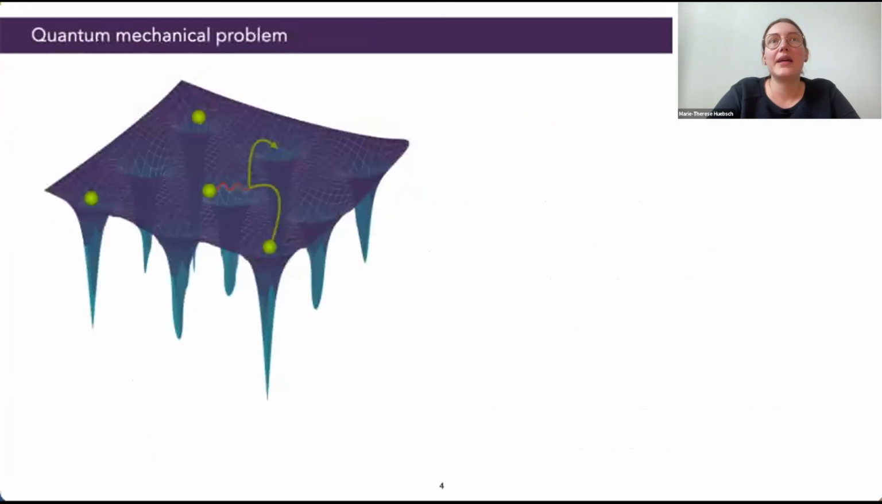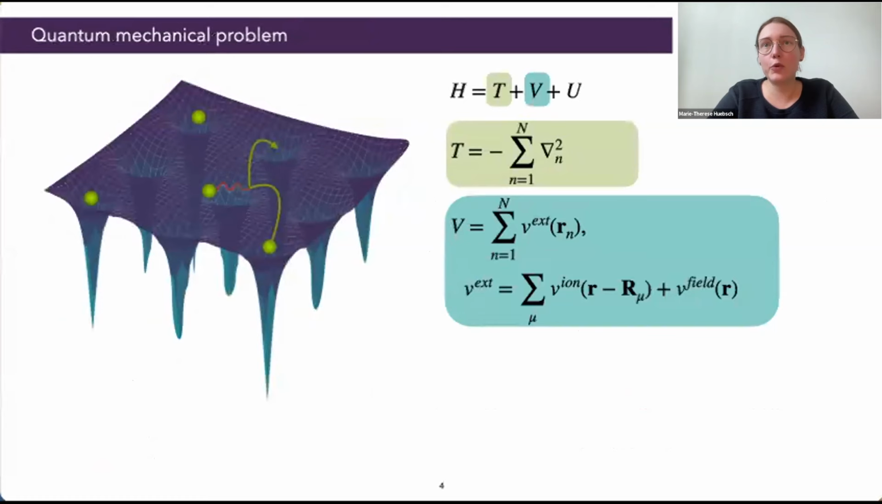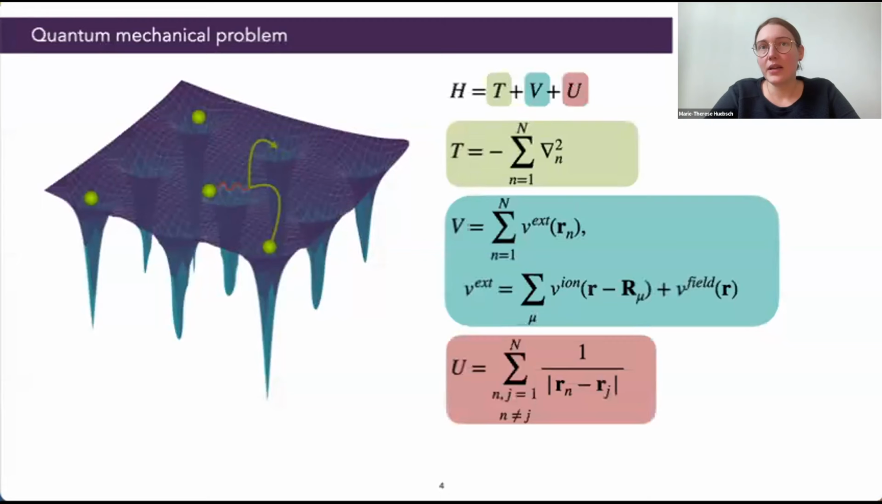Let's have a look at the quantum mechanical problem now. The electronic Hamiltonian has three parts. In green here, we see the kinetic energy of the electrons. Then these electrons move in a potential V, shown in cyan or violet in the figure. The potential is due to the ions and any external applied field. And finally, in red, you see the Coulomb interaction between two electrons. It is positive because electrons repel each other.